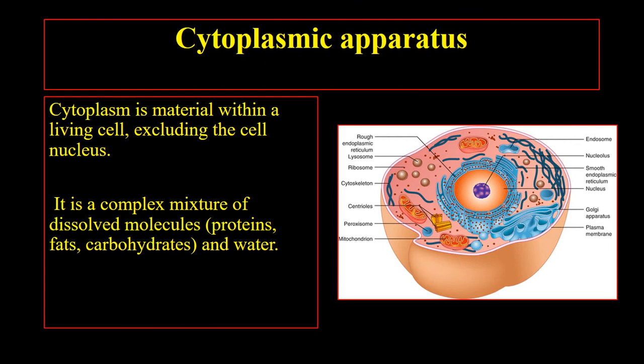Let's start. We said that the cytoplasmic apparatus includes cytoplasm. What is the cytoplasm? Cytoplasm is the material within a living cell, excluding the cell nucleus. So look at the picture. It is a complex mixture of dissolved molecules such as proteins, fats, carbohydrates, and water.